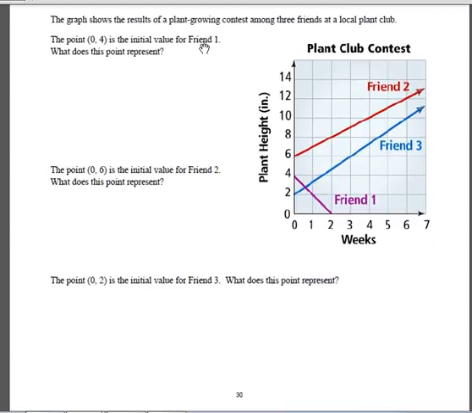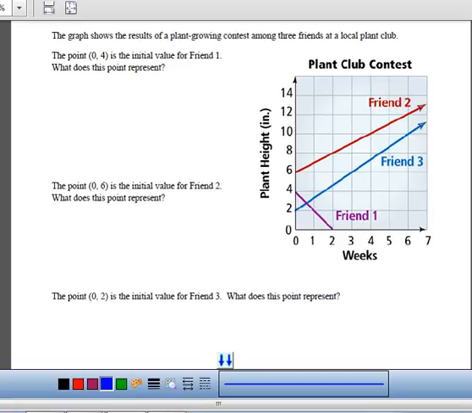The graph shows results of a plant growing contest among 3 friends at a local plant club. Never heard of such a thing before, but let's just pretend this really does exist. The point (0, 4) is the initial value for friend 1. What does this point represent? Alright, so friend 1 is right here. I'm going to use purple for it. That's the initial value. That's when the input is 0, when x is 0. What does this point represent? Well, the y value is 4.